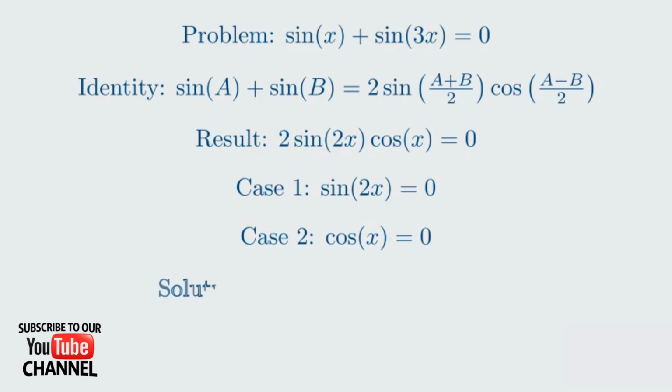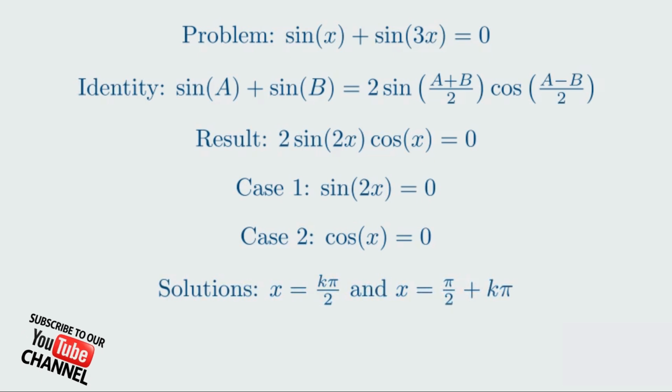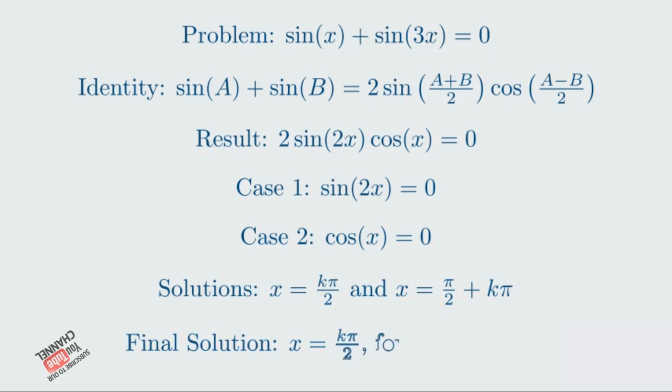One set was x equals k pi over 2, and the other was x equals pi over 2 plus k pi. Finally, by carefully examining the two sets of solutions, we found that the second set was already contained within the first. Therefore, the comprehensive solution capturing all possibilities is x equals k pi over 2, where k is any integer. And there you have it.